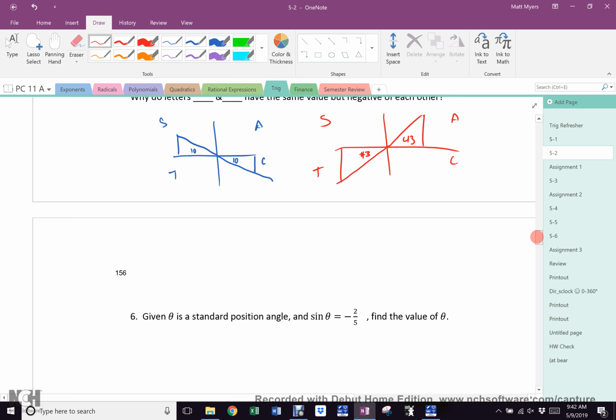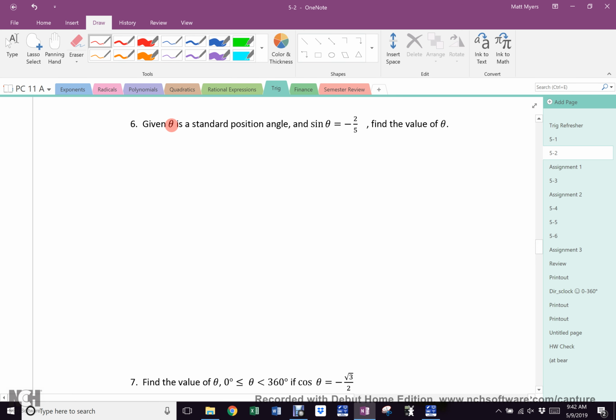All right, let's talk about number 6. Given that theta is an angle in standard position, and we know what that means, that theta lives somewhere with its vertex on the origin and its first arm out here. Right? That's the definition of a standard angle, yeah? Now, sine is negative 2/5.